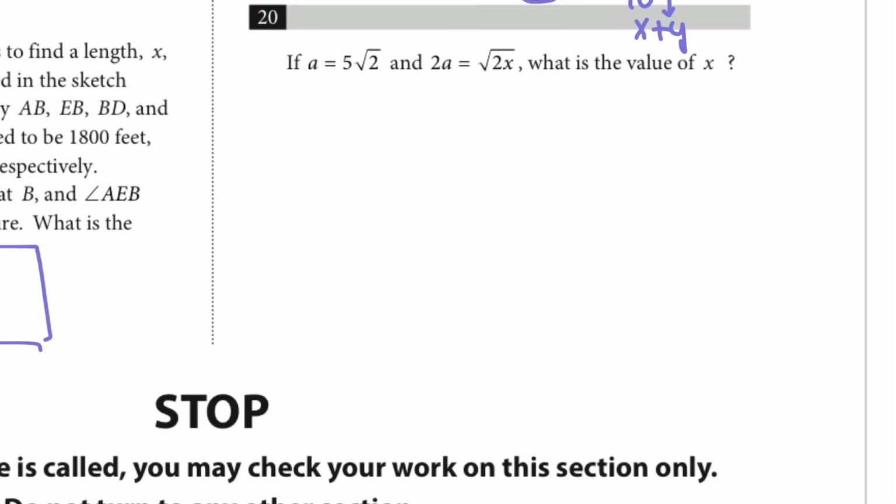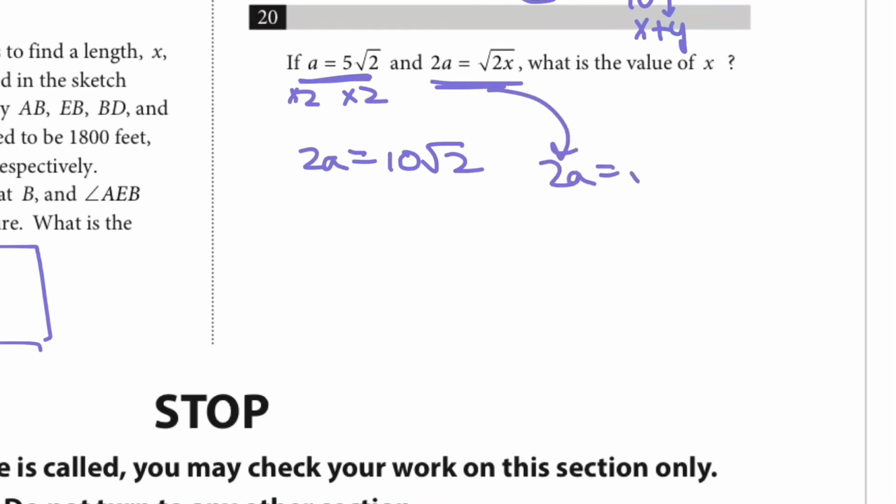Okay. Last question. If a is equal to 5 square root of 2 and 2a is equal to the square root of 2 times x, what is the value of x? Okay, so first they give me the value of a. I'm going to multiply both sides of this equation by 2 so I can get the value of 2a. So 2a equals 10 square root of 2. I also know from the question that 2a equals the square root of 2x. So 10 square root of 2 equals the square root of 2x.